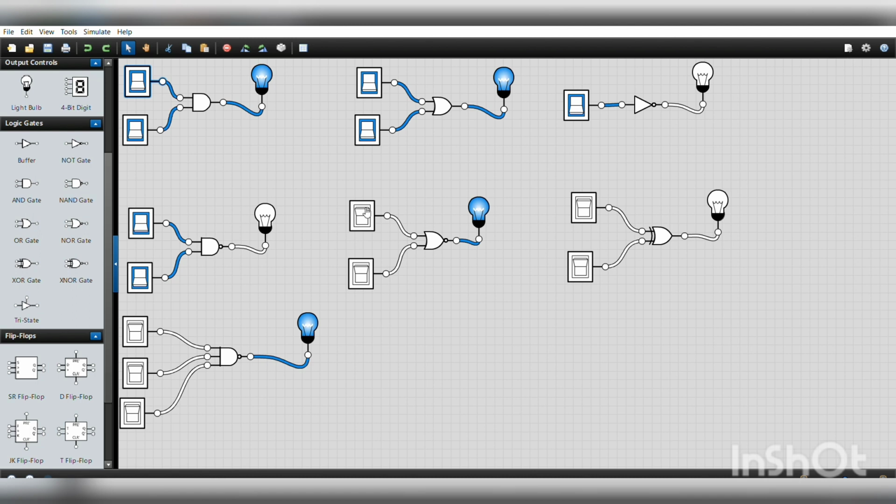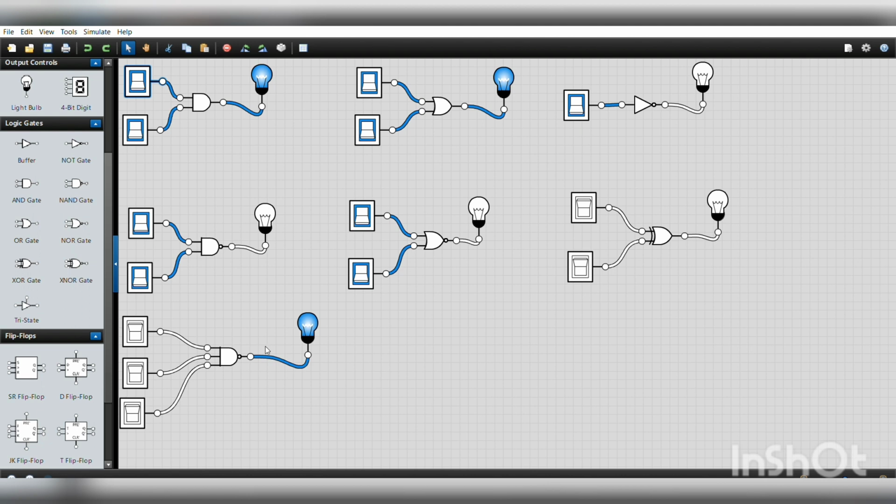Next we have implemented the NOR gate, which is just the combination of the OR gate and the NOT gate. As per the truth table, when both the inputs are low, that is 0 and 0, your output is 1. When the inputs are 0 and 1, your output is 0. When the inputs are 1 and 0, your output is still 0. And when the inputs are 1 and 1, your output is 0.